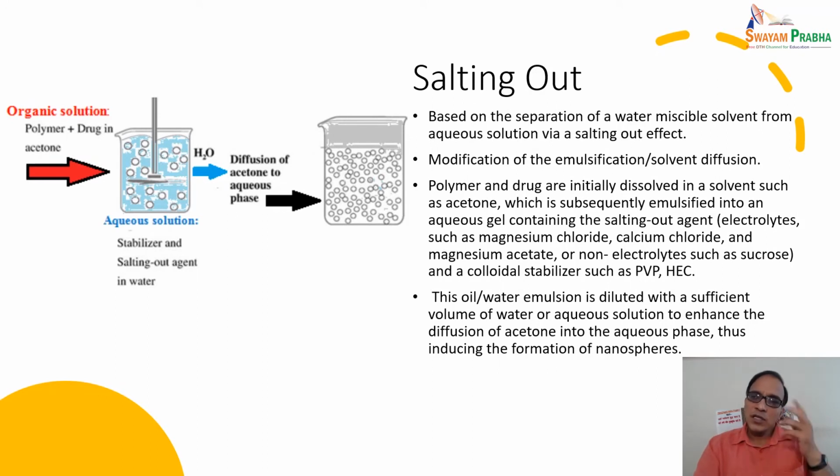Now if you go to the salting out effect, it is a very easy method. It is based on the separation of a water miscible solvent from aqueous solution via the salting out effect. For the organic solution, polymer, drug and acetone we are taking, and in the aqueous solution, we are adding stabilizer and salting out agent in water. These salting out agents are like magnesium chloride, calcium chloride and magnesium acetate, or non-electrolytes such as sucrose. This oil water emulsion is diluted with a sufficient volume of water or aqueous solution to enhance the diffusion of acetone into the aqueous phase, thus inducing the formation of nanospheres in the last.